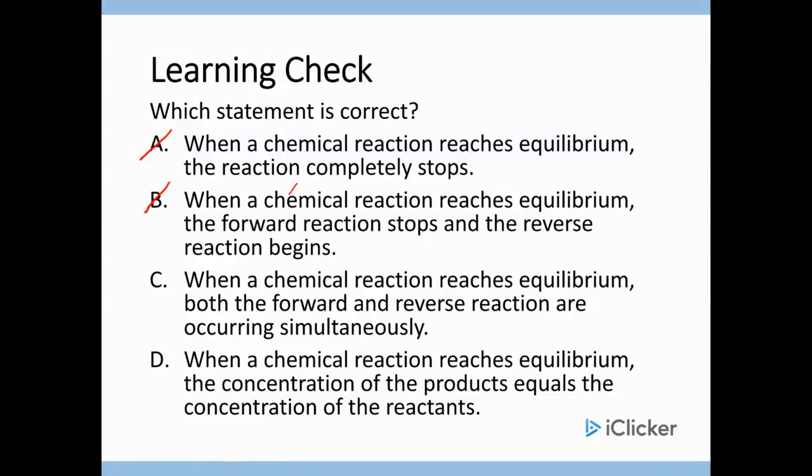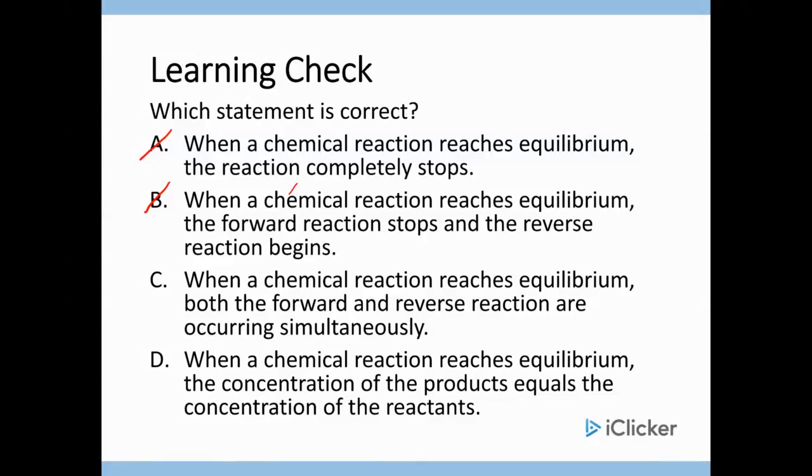C says when a chemical reaction reaches equilibrium, both the forward and the reverse reactions are occurring simultaneously. That sounds correct. We said equilibrium is when forward reaction rate equals reverse reaction rate. That means that both reactions have a rate, which means both reactions are occurring. Let's go to D and check D.